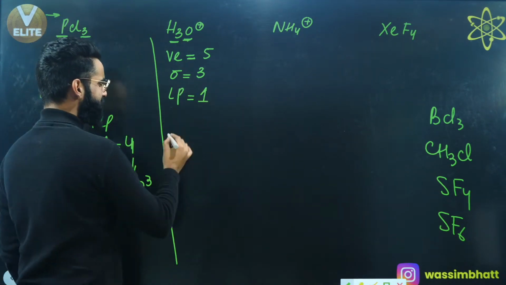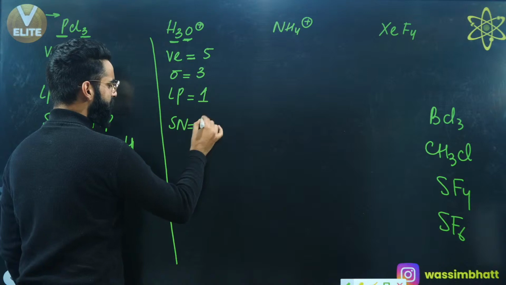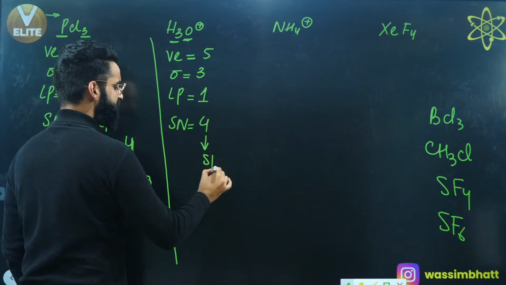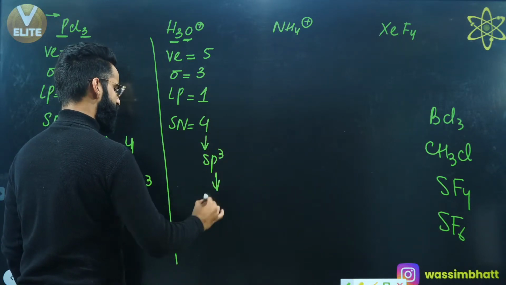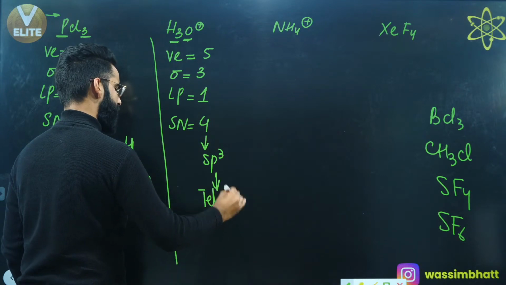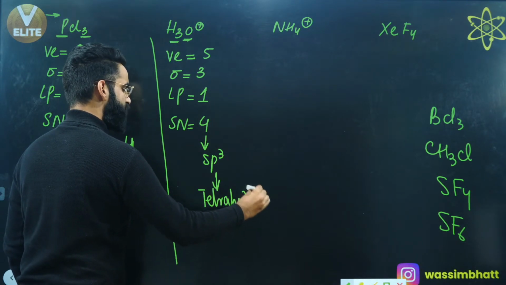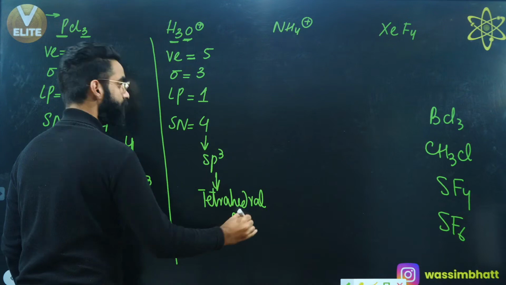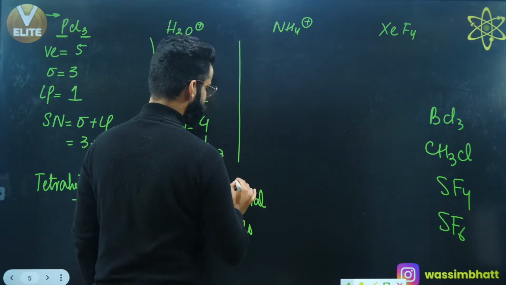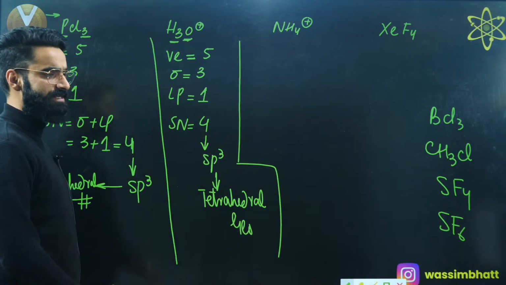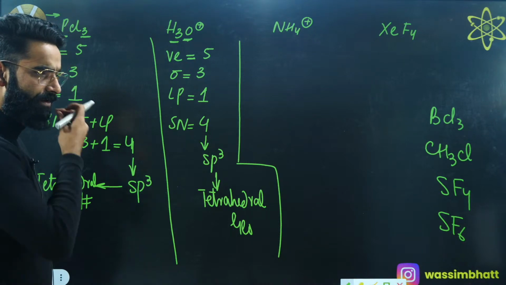So again, let's calculate the steric number. It's going to be 3 plus 1, that is 4. So again, the hybridization is sp3, yes. So what about the geometry? The geometry is again going to be tetrahedral only. Yes, tetrahedral geometry, I must say. Correct? Now, let's move on to something called NH4 positive, right?